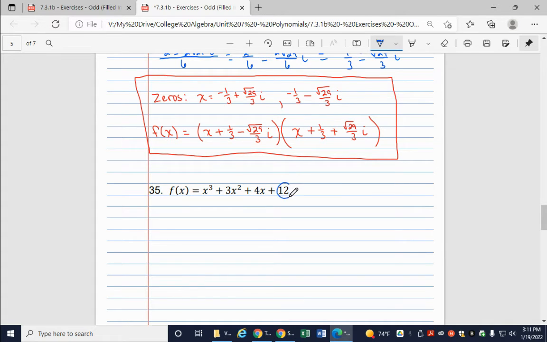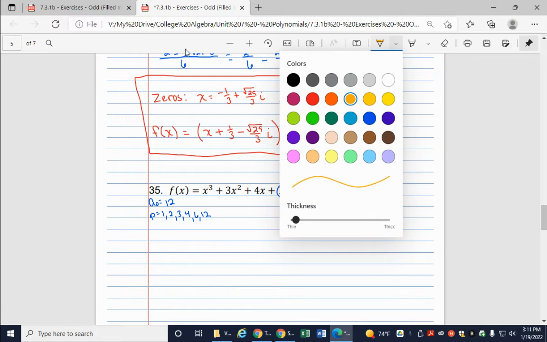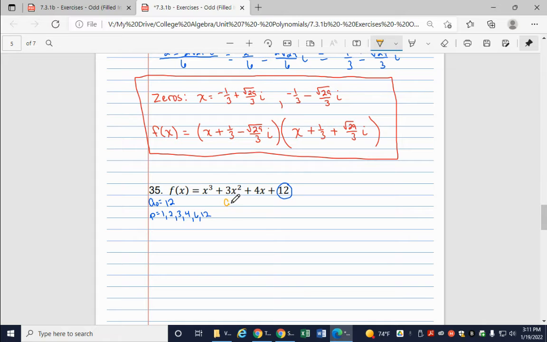Okay, so I'm going to start with my last term, my a sub 0, which is going to be 12. So that's going to have a lot of factors. My p is going to be 1, 2, 3, 4, 6, and 12. All of those can divide 12 evenly. Then my leading coefficient, a sub 3, is 1. That's helpful because that means q can only be 1.